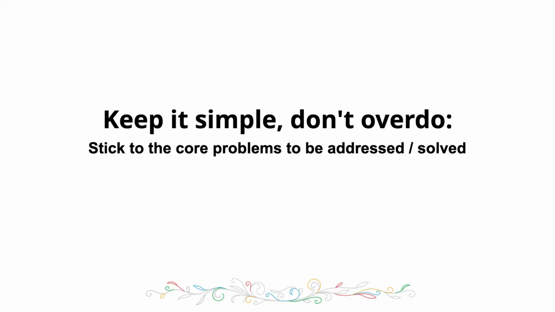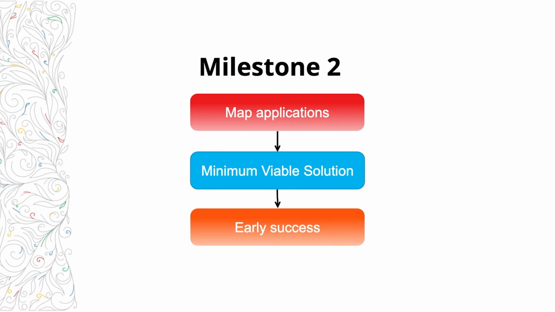Also, just wanted to let you know, always keep things very simple and don't overdo it, because as the first milestone we have decided, you have to prioritize your problems. So always prioritize the key ones, make it simple, and proceed with the later ones. And milestone 2 is mapping applications and minimum viable solution in early success.